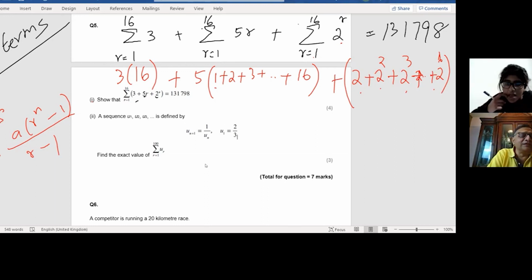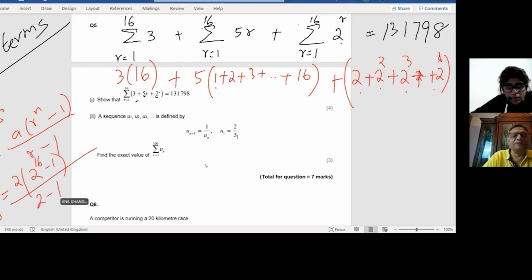So when I substitute for the sum of 16 terms, a is 2, r is also 2, n is 16: 2 times 2 to the power of 16 minus 1, divided by 2 minus 1. We get our formula, correct? And r is the factor with which each term is being multiplied in a geometric progression. So that factor is 2, for the exponential 2 to the power of r.